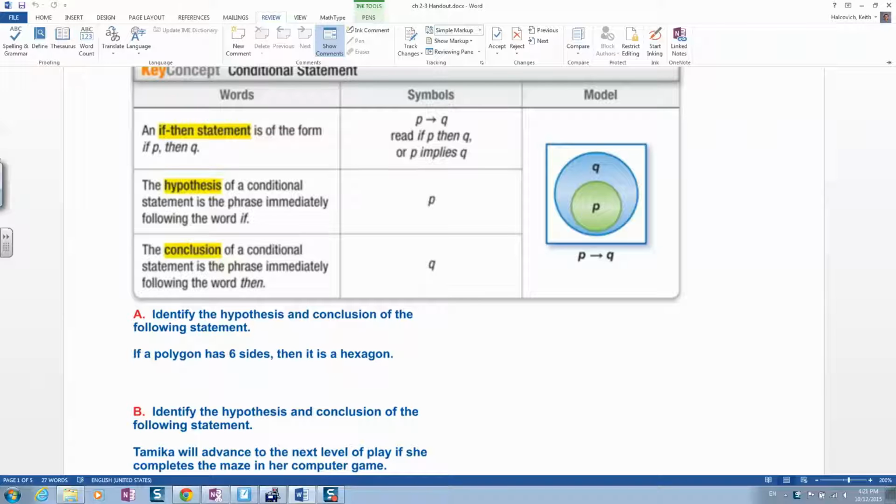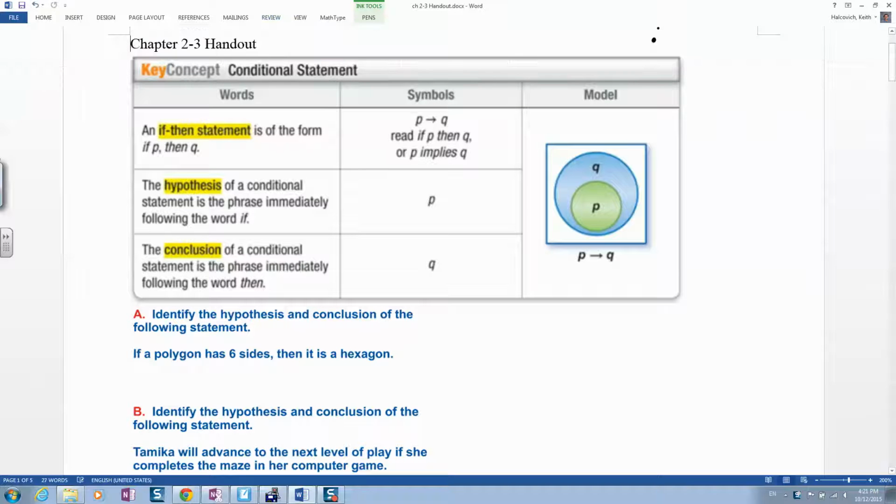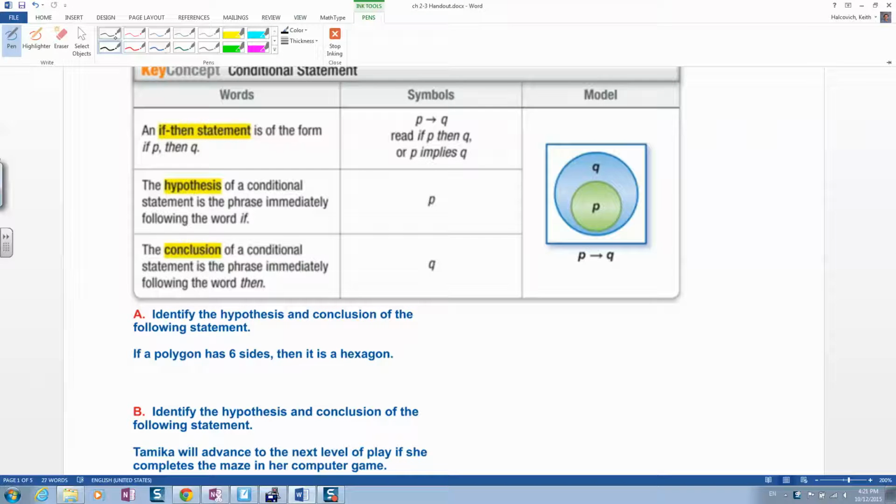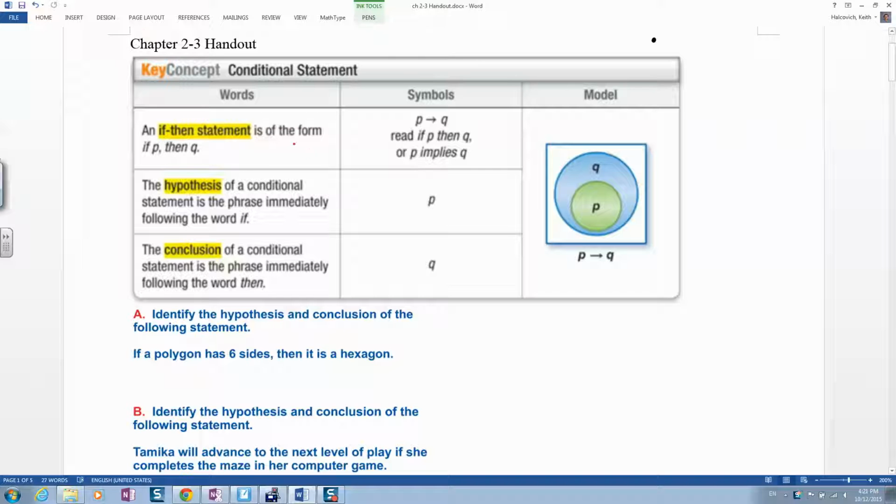If-then statements are a form of if P is true, then Q is the conclusion. The hypothesis is the phrase immediately following the word if, and the conclusion of the conditional statement is the phrase that immediately follows the word then.